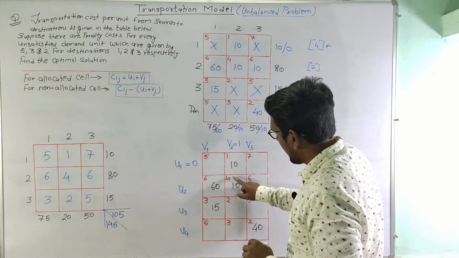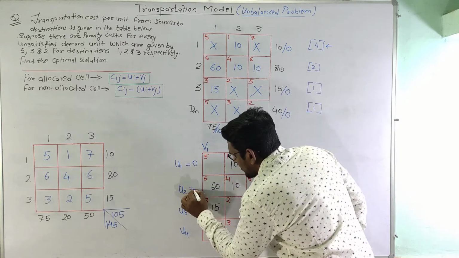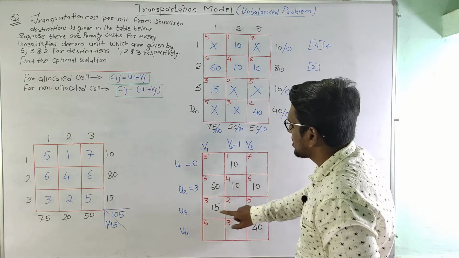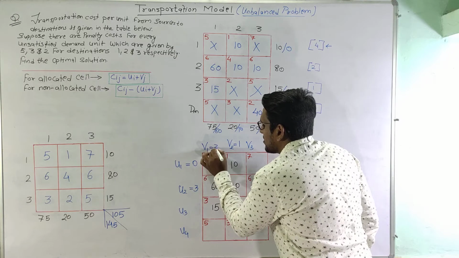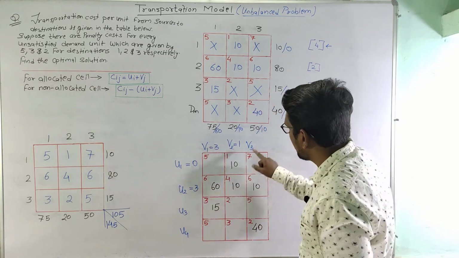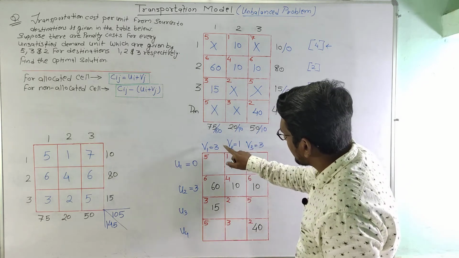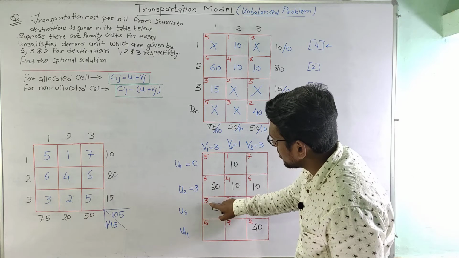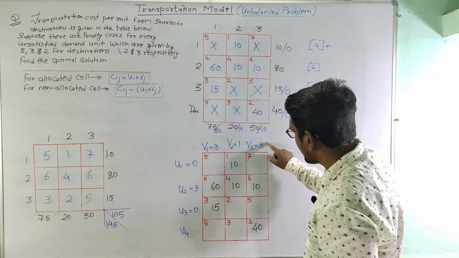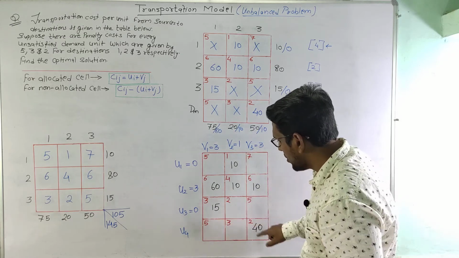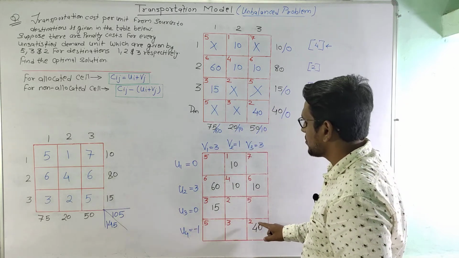Similarly, for this allocation, 1 plus what equals 4, so we can say that 1 plus 3 is 4. Similarly, 3 plus what equals 6, so 3 plus 3 is 6, and 3 plus what equals 6, so again this will be 3 plus 3 is 6, and 3 plus what equals 3, so 3 plus 0 is 3, and 3 plus what equals 2, that means 3 plus minus 1 equals 2.